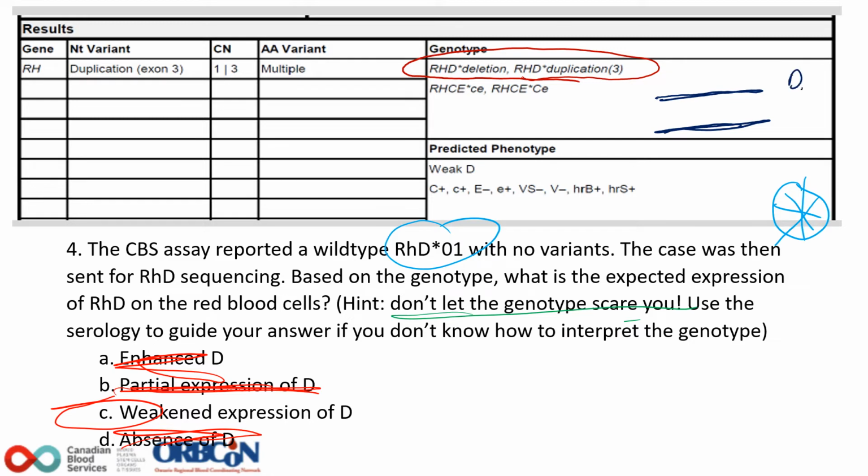So DNA strand 1 from mom, DNA strand number 2 from dad. Mom has no D gene, right? It's been deleted. Let's just assume mom gave her no D gene, which means one of her genes does not produce a D. Now, let's say dad, dear old dad, gave her a duplicated exon 3.